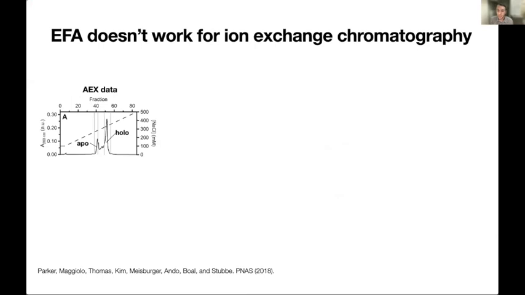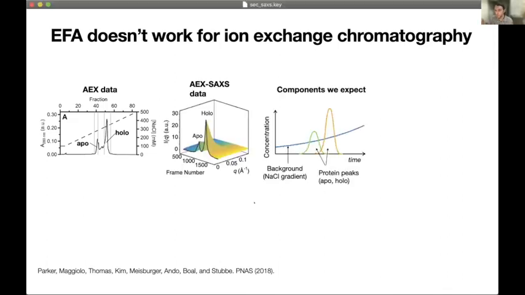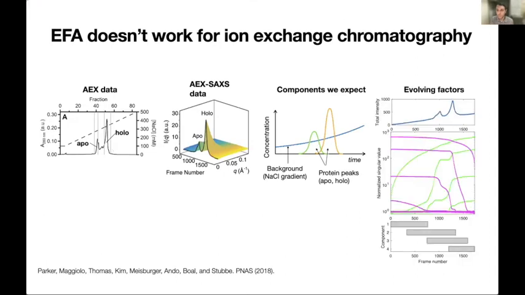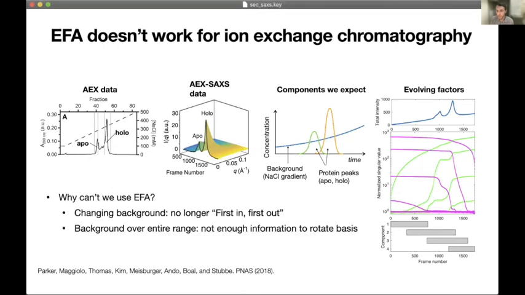Okay, and the other thing we were worried about, of course, is this anion exchange chromatography. We couldn't use EFA in this case either, because of that sloping background. So that causes a change in the number of singular values that's not really related to when proteins are coming in and out. And again, if you do evolving factor analysis, you get some peaks, but it doesn't work when you try to do the rotation.